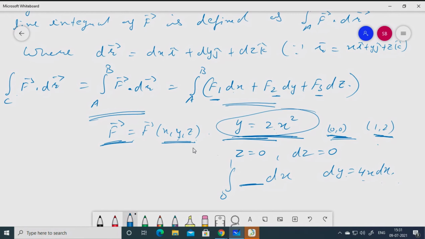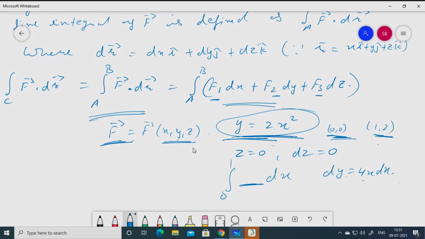So from that curve, you try to convert the whole problem into one variable and substitute the limits of that particular variable. This is how you do it. But it is not always possible. What is that? That you will always be able to write one variable in terms of the other variable. It is not always the case.